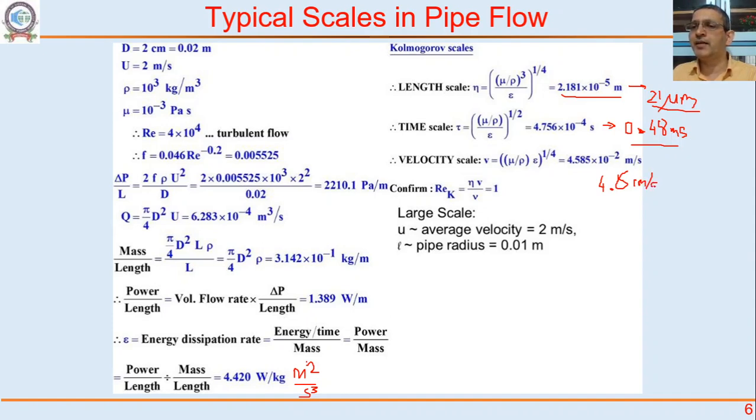What is the largest eddy? Largest eddy is typically, let's say, the size of the pipe, 2 centimeters, or radius of the pipe, 1 centimeter. Velocity is like the average velocity, 2 meters per second. So you see, velocity of the eddies is between 4.6 centimeters per second to 2 meters per second. So eddies are of all these velocities. Sizes of the eddies are like 1 centimeter to 21 micron. That is the size variation.